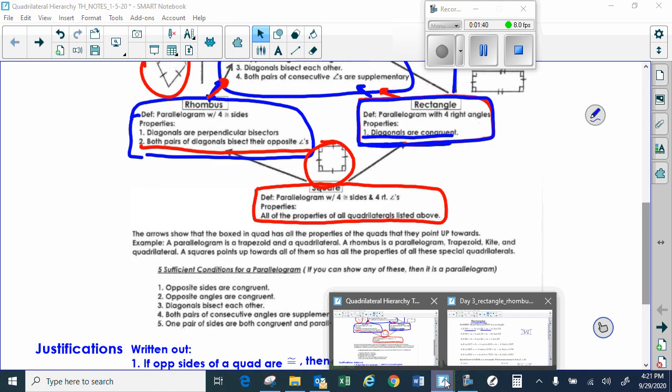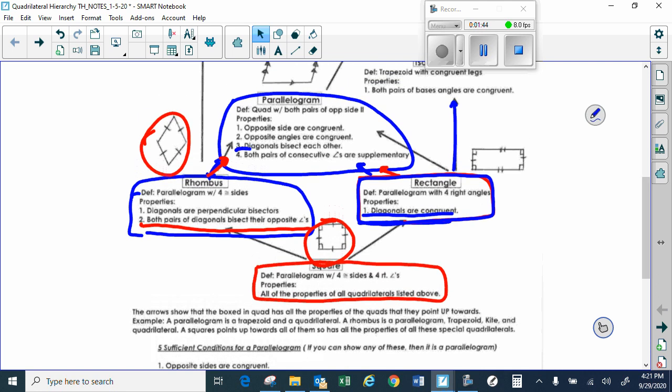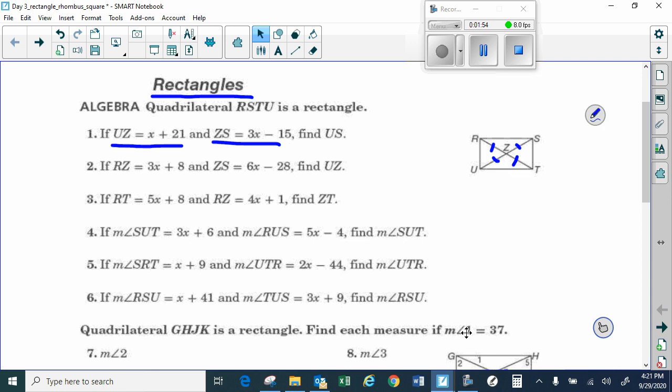And from my parallelogram, what do the diagonals do? They bisect each other right there. So both those statements are true. The diagonals bisect each other and the diagonals are congruent. That's what I'm applying here. So that's why I can say all four of those pieces are the same. Okay, so set them equal to each other.